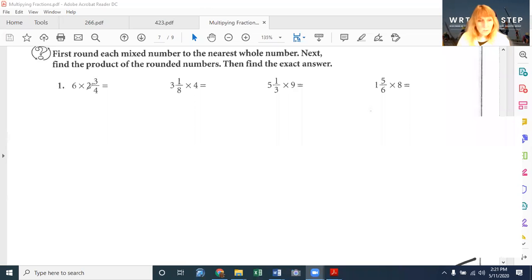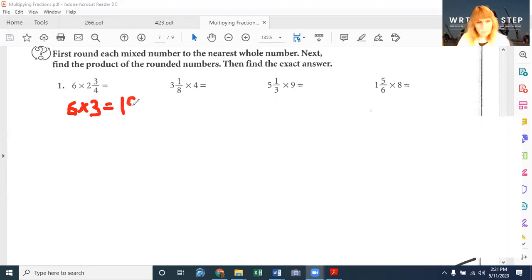So we look at the 2 3/4. We know the 6 is going to be a 6. There's nothing more to round to a whole number. It's already a whole number. But 2 3/4, we have to decide if the 3/4 is half, more than half, or less than half. Well, half would be 2/4, right? Because half of 4 is 2. So 3/4 is going to be more than half. So we know that if we're rounding more than half, we're going to round the 2 up to a 3, right? So we're going to round it to a whole number. It's really going to be approximately 18, right?